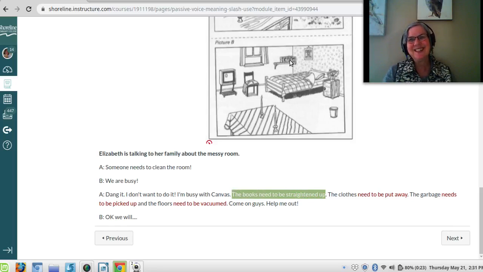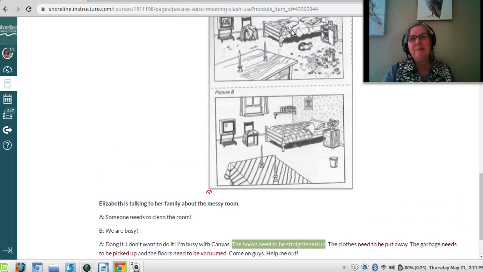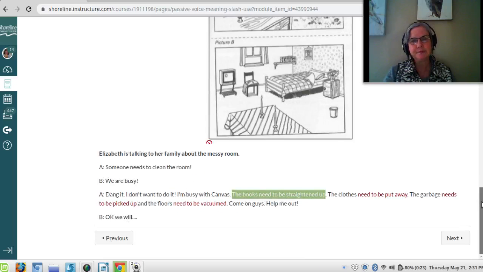Now they are straightened up. But I was looking at this picture up here. The books, they were here, need to be straightened up. The clothes need to be put away. The garbage needs to be picked up, and the floors need to be vacuumed. Come on, guys, help me out.